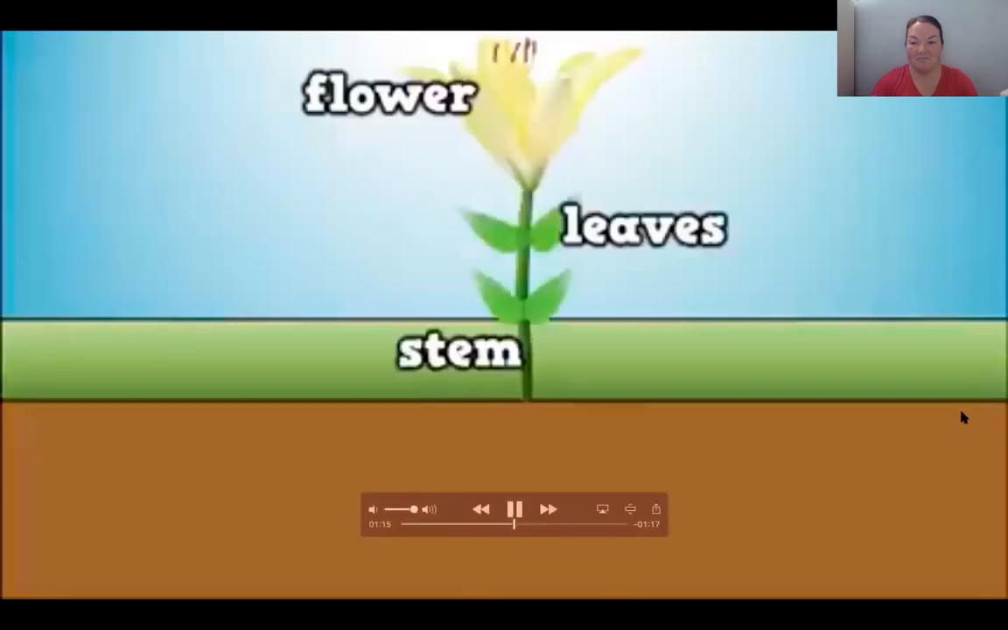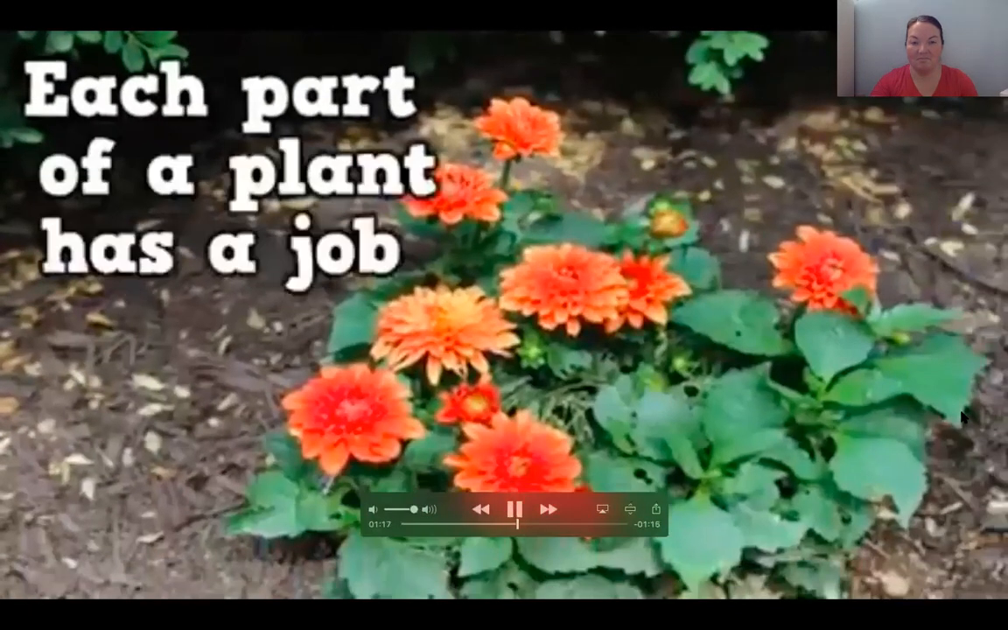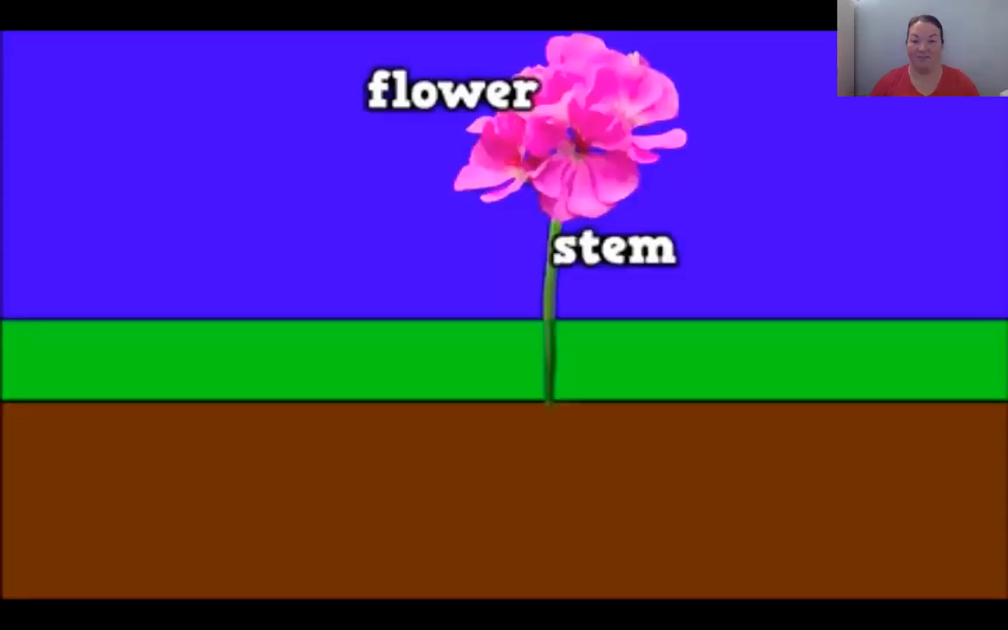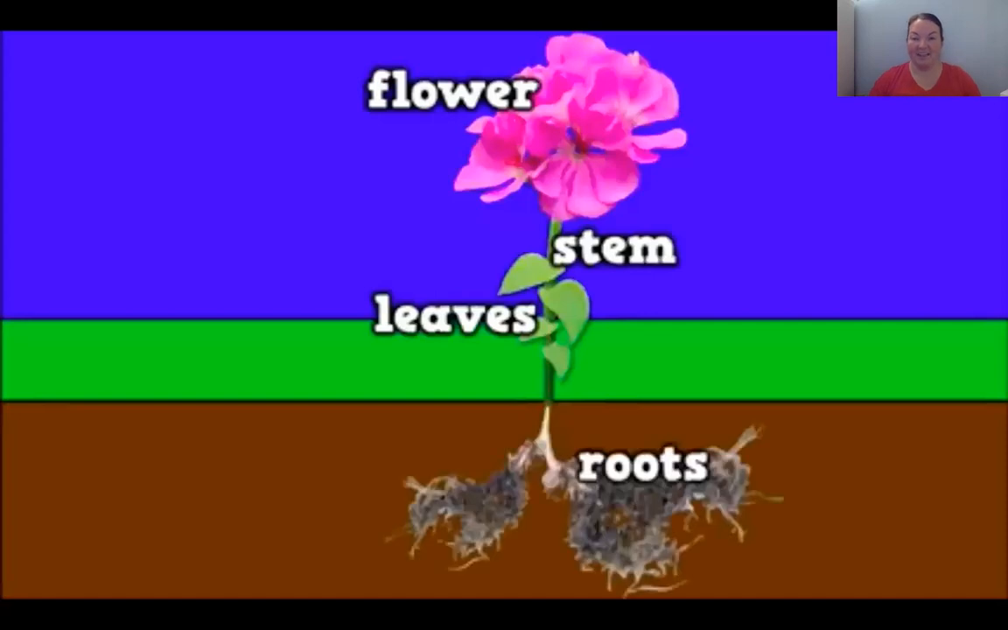Flower, stem, leaves, and roots. Each part of a plant has a job to do. Show me each part as you sing this too. Flower, stem, leaves, and roots.